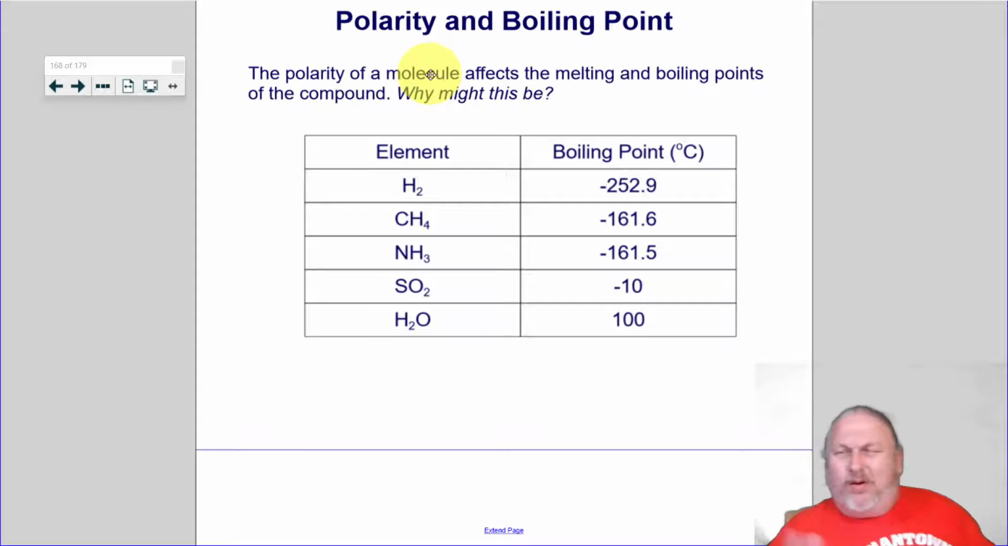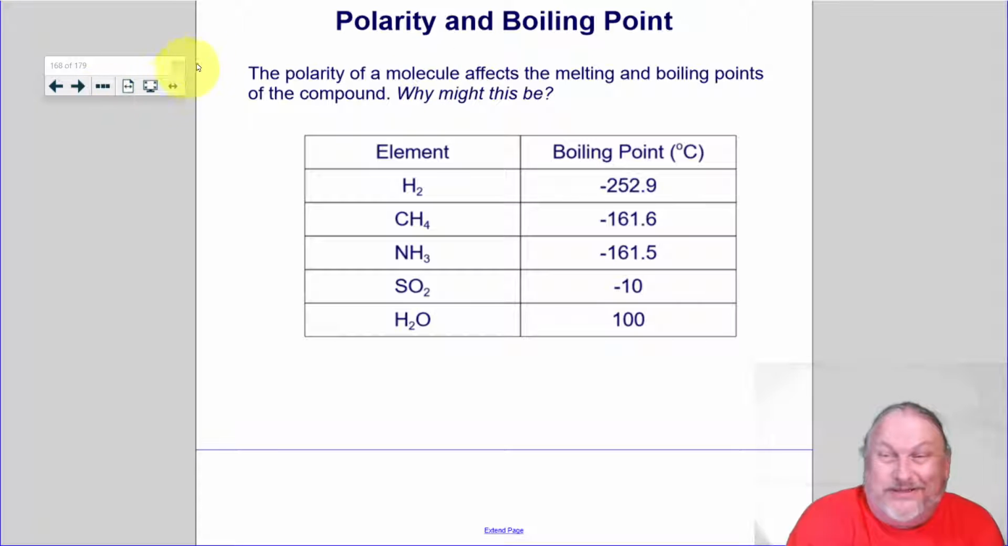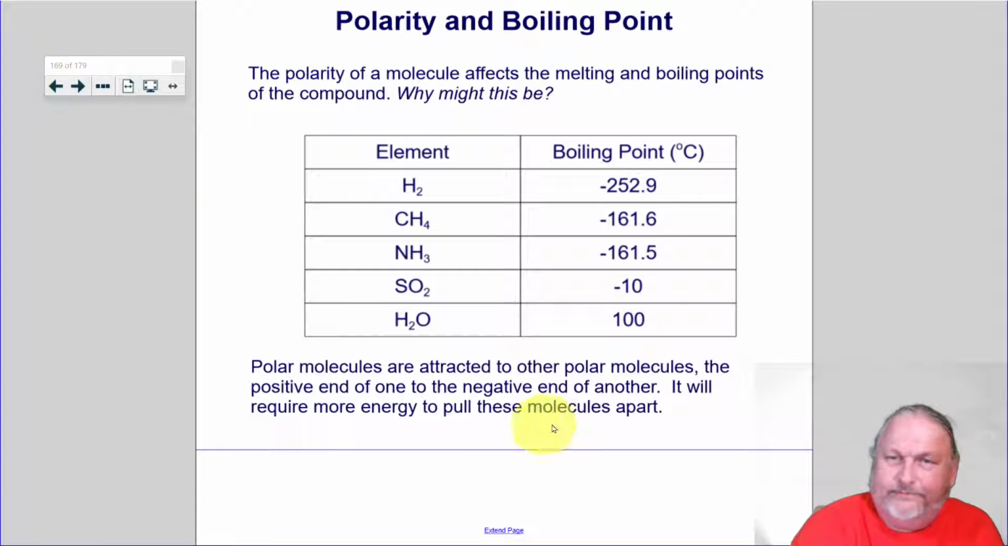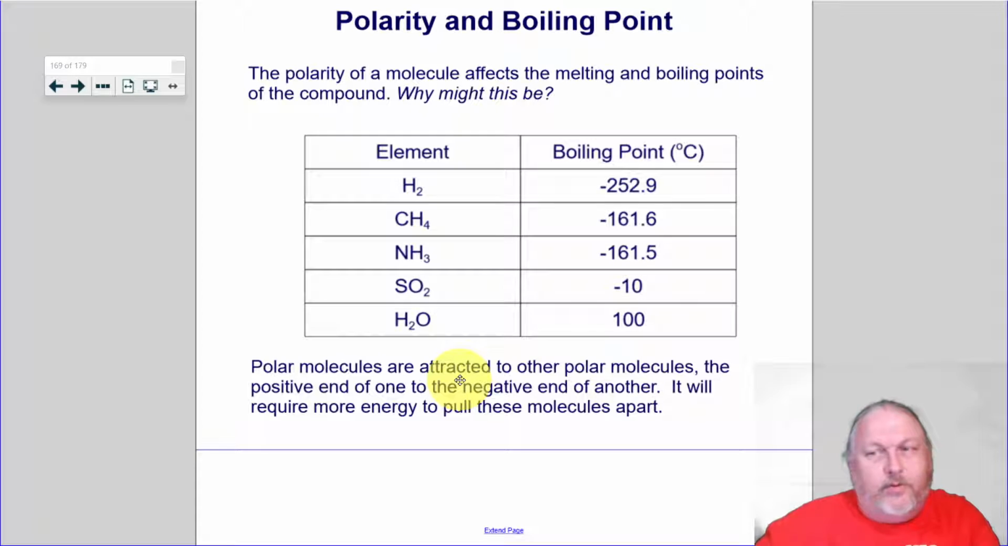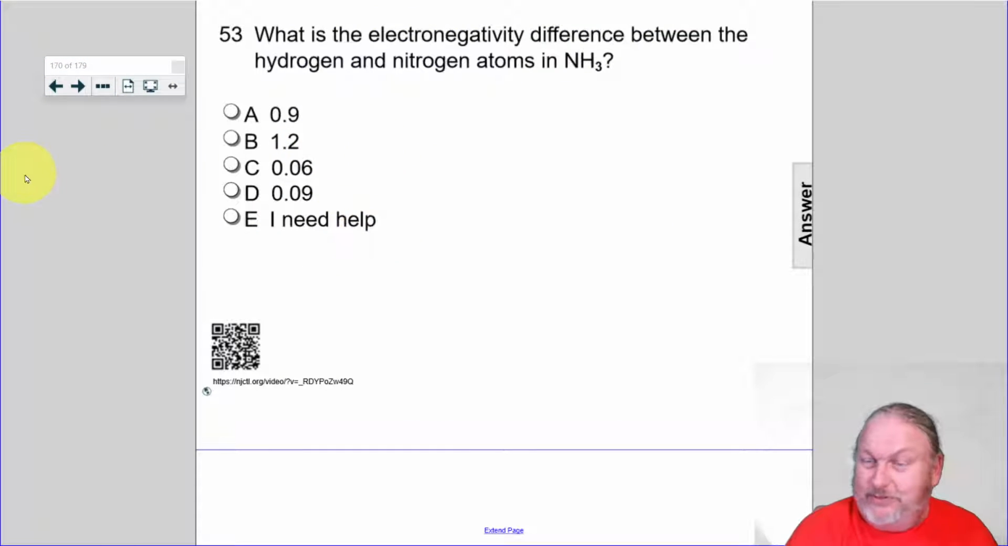Now, why are we worried about polarity? How do we know if something is polar or not, and what does it do? The polarity affects the melting and boiling points of a compound. Let's look at these: hydrogen, methane, ammonia, sulfur dioxide. You can see the boiling point is increasing. Let's think about why. Polar molecules are attracted to other polar molecules because they have a positive and a negative end. It requires more energy to pull those molecules apart by boiling, which is what we do when we boil something. So we can see that water is pretty polar.